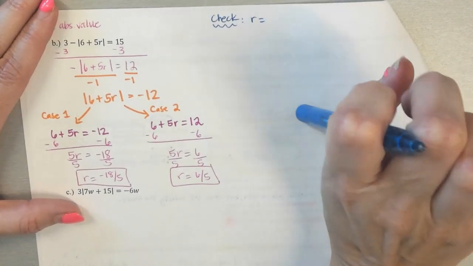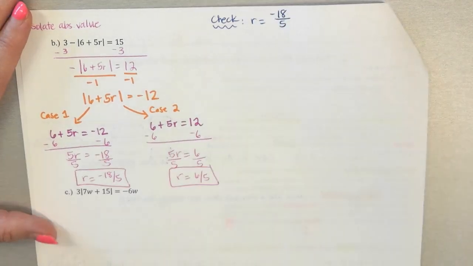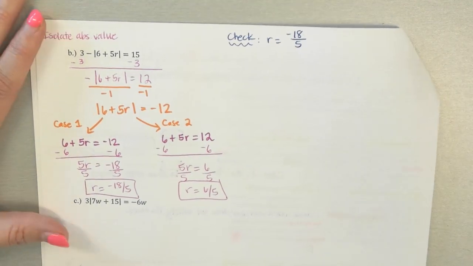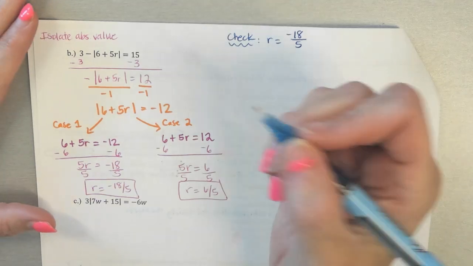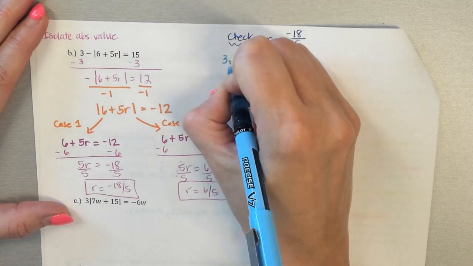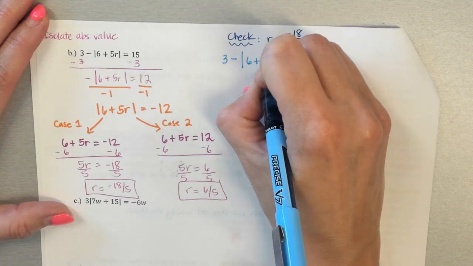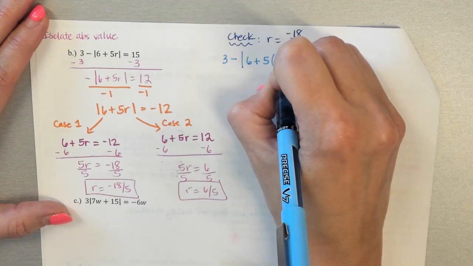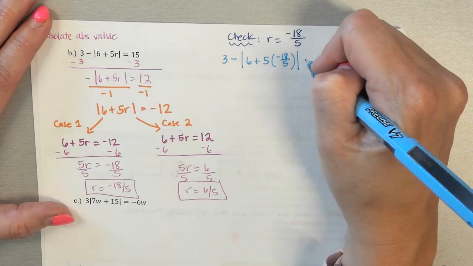So the first one I'm going to check is negative 18/5. So when you're checking, your first step should look like everybody else's. Everybody's first step is going to look the same. So we're doing 3 minus the absolute value of 6 plus 5, and instead of r, we're going to plug in that negative 18/5.